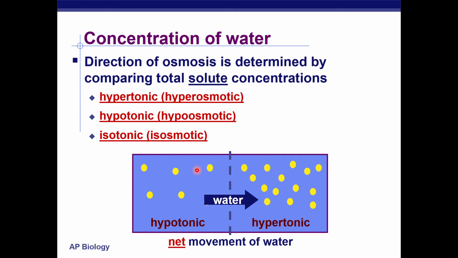Because this solution is hypotonic and this solution is hypertonic, osmosis is once again going to occur from the left to the right. There's more free water on this side. Less solute means it's not attracting as many water molecules and keeping their attention, so they're able to move. There's more solute on this side, so as those free water molecules move across, they end up being attracted by that sugar solute, and they end up staying over there.